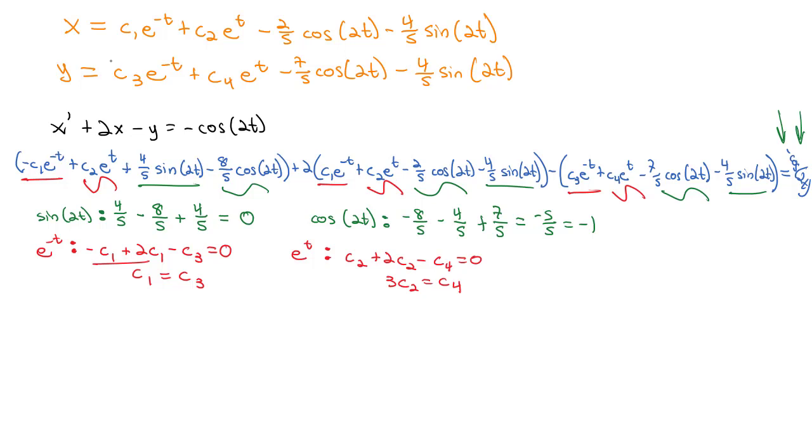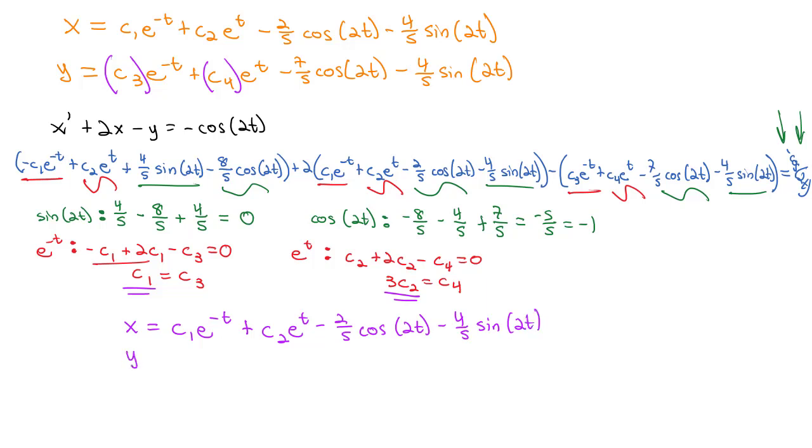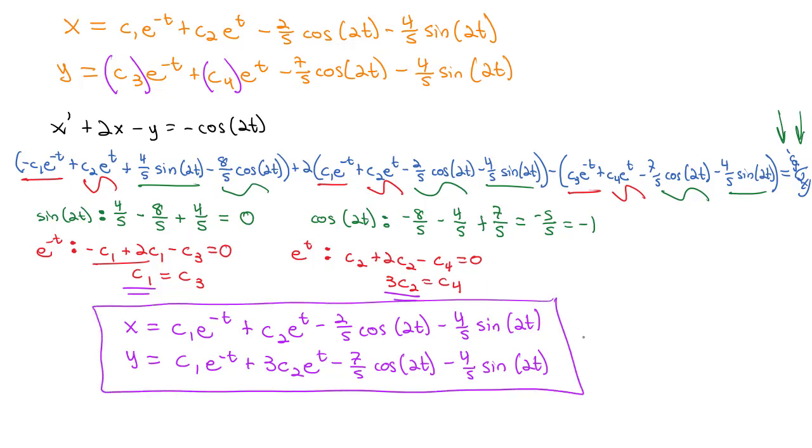Now that we know our relationship, we can go back and replace C3 with C1, and replace C4 with 3C2 to get our final solution to our system of equations. X is equal to C1 e to the negative t plus C2 e to the t minus 2/5 cosine of 2t minus 4/5 sine of 2t. And for the function of y, C3 is C1, e to the negative t plus C4, which is 3C2, e to the t, minus 7/5 cosine of 2t minus 4/5 sine of 2t. And we've got our final solution to our system of equations.